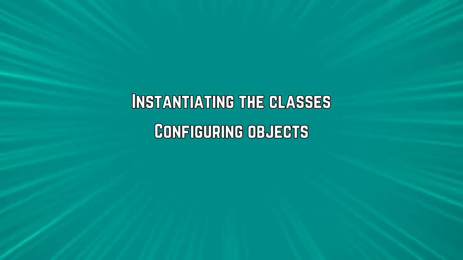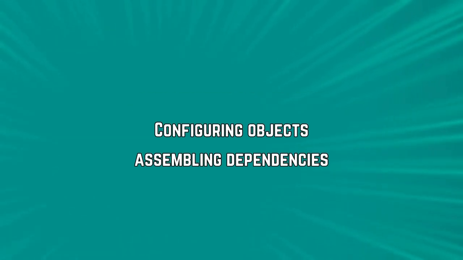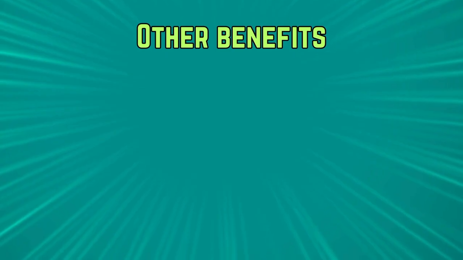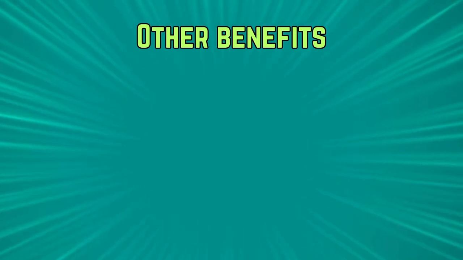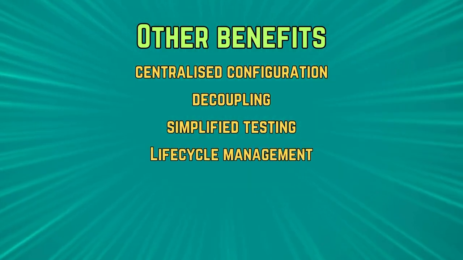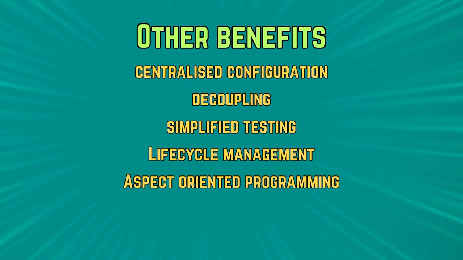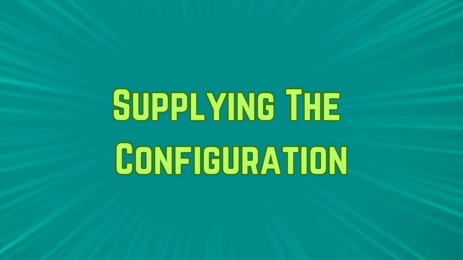Instantiating classes, configuring objects, and assembling dependencies between objects is the bare minimum which the IoC container does. However, container managed classes are eligible for a plethora of more such benefits, such as centralized configuration, decoupling, simplified testing, lifecycle management, aspect-oriented programming, transaction management, environment abstraction, and many more.